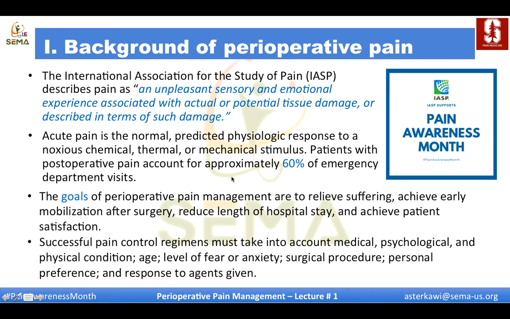Some studies showed that up to 60% of emergency department visits were from patients who had been discharged with suboptimal pain management; they came back either because of poor pain management or as a consequence of it. So the goals of perioperative pain management are to relieve suffering, achieve early mobilization after surgery, reduce length of hospital stay, and achieve patient satisfaction. All work together. A successful pain control regimen must take into account the medical, psychological, and physical condition of the patient. We should always think about the age of the patient, level of fear or anxiety, and the surgical procedure, and we always discuss with the patient, share with them, and try to understand their personal preferences.